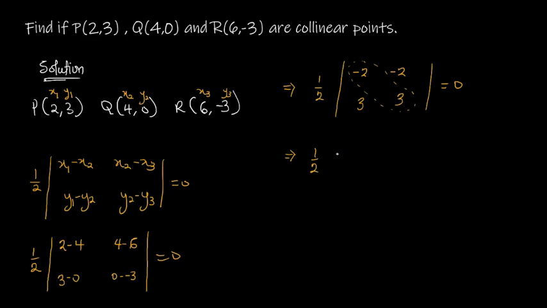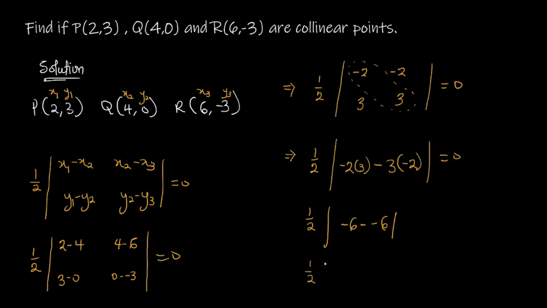So we are having half, then in the bracket, we multiply the leading diagonal, so it will be negative 2 multiplied by 3, minus then the other diagonal, so it will be 3 multiplied by negative 2, should be equal to 0. So I have here half into bracket, sorry, my matrix bars. So minus 2 multiplied by 3 will give me a minus 6, minus this minus 3 multiplied by negative 2 will give me a minus 6 again. And so this is equal to half times minus 6 plus 6, and negative 6 plus 6 is 0, multiplied by half is still 0, so this is equal to 0.